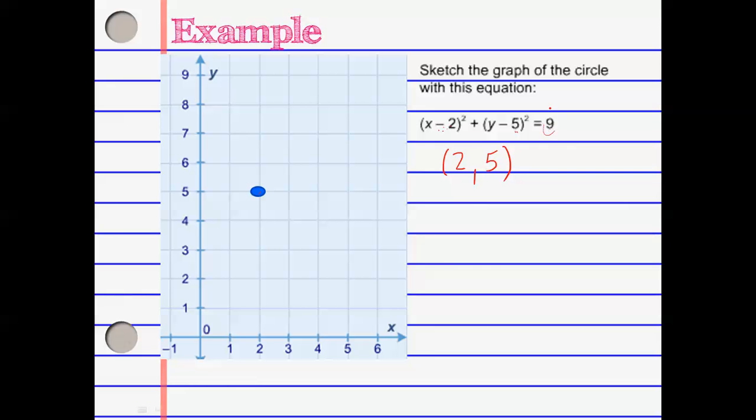Now, if we look here, we have a 9, okay? Now remember, our formula, this is r squared, okay? Our radius is squared right here. So we want to find the square root. So our radius is actually 3. What that means is that all of our points are going to be 3 away from the center of the circle. So the best thing to do is, don't get all fancy. Just go to the right, down, and then to the left and up, and then draw your circle.